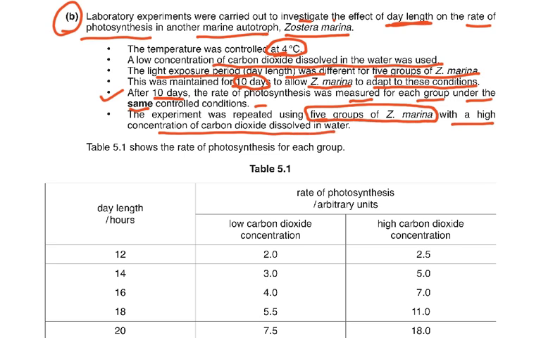So we had a low concentration of carbon dioxide, 5 groups, and then 5 groups were exposed to a high concentration of carbon dioxide dissolved in water. Then table 5.1 shows the rate of photosynthesis for each group.